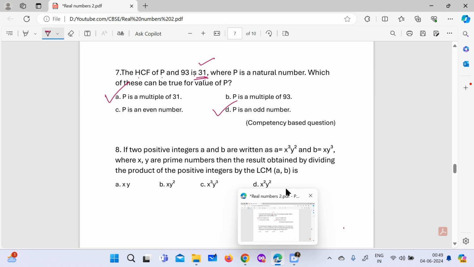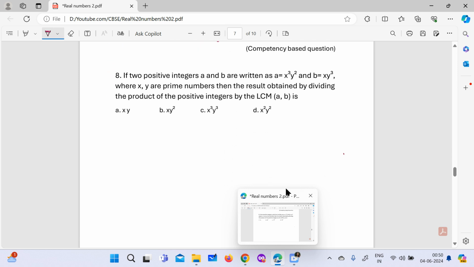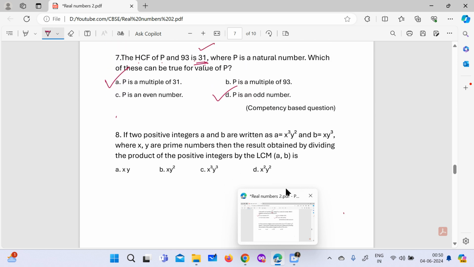P is a multiple of 31 and P is an odd number. Yeah, let's go to the next one. So here both the options are true, A and B.